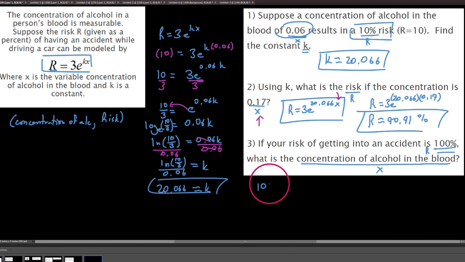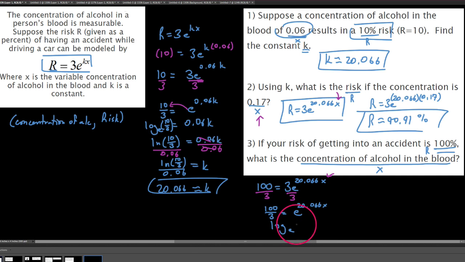So now we get this. We would say 100% plugged in for our R is equal to 3e to the 20.066 times X. So now what makes this a little bit different is we are well equipped to solve for exponential values here. We solved for the K before. We're going to solve for X in the same way. We're going to divide both sides by 3 to get the base by itself. So we now have 100 thirds is equal to e to the 20.066x. And now we're going to rewrite this as a logarithm.